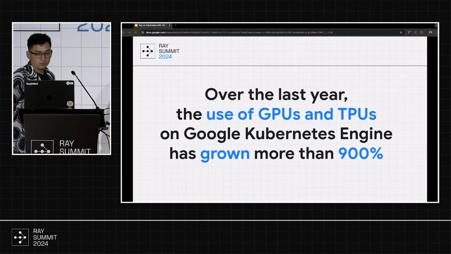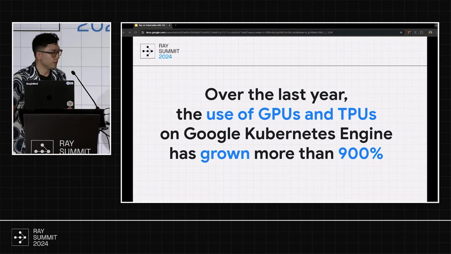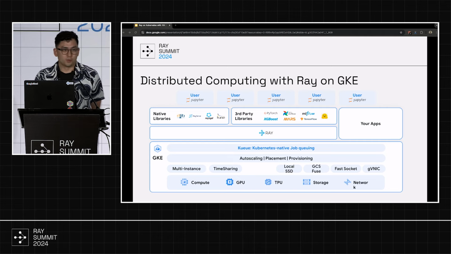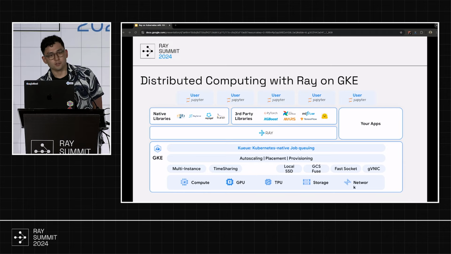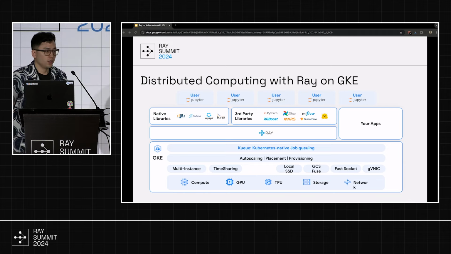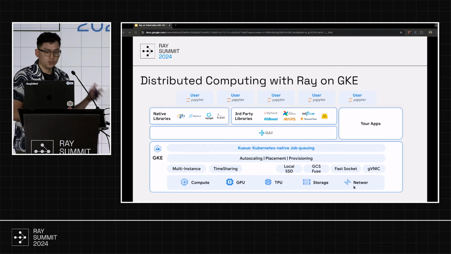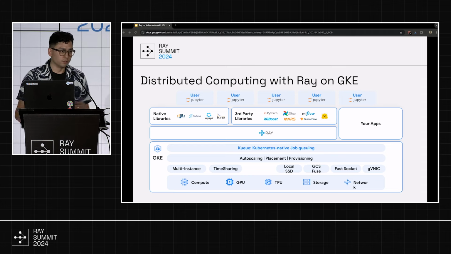And in the last year alone, GKE has seen explosive growth of AI with usage of GPUs and TPUs growing more than 900% in a year. And it's no surprise at Ray Summit that a really popular option for large-scale distributed computing on GKE is Ray. Ray and GKE pair really well together because Ray provides the libraries and abstractions for massive parallel computing, and GKE provides the underlying scalable orchestration and infrastructure for computing.